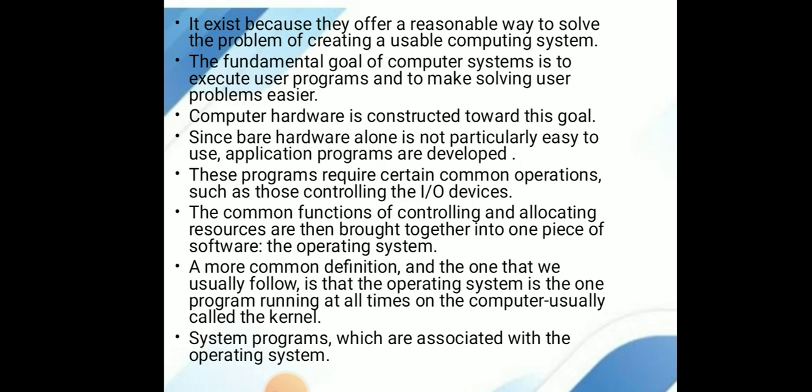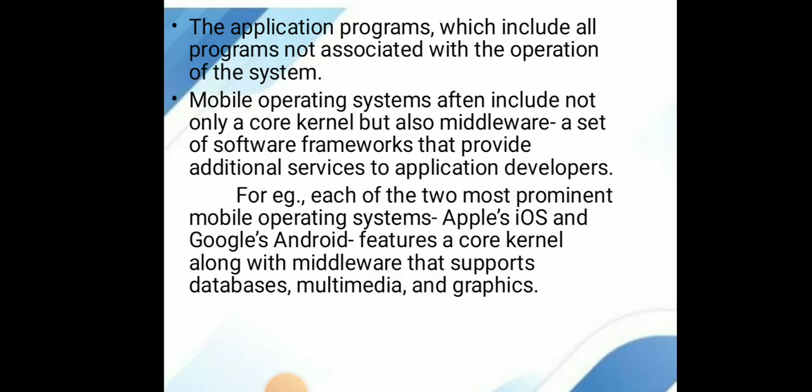A more common definition, and the one that we usually follow, is that the operating system is the one program running at all times on the computer, usually called the kernel. Along with the kernel are system programs, which are associated with the operating system, and application programs, which include all programs not associated with the operation of the system.